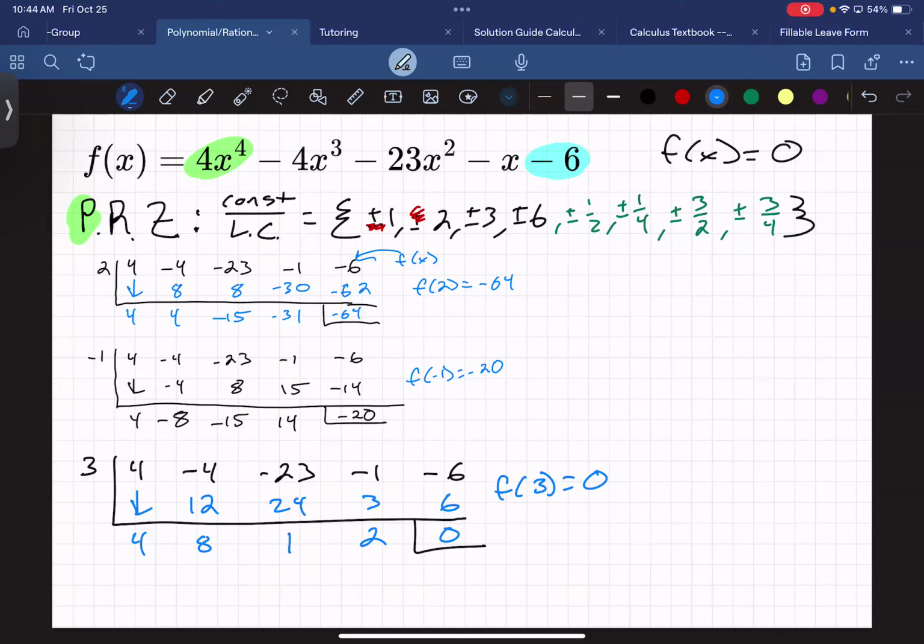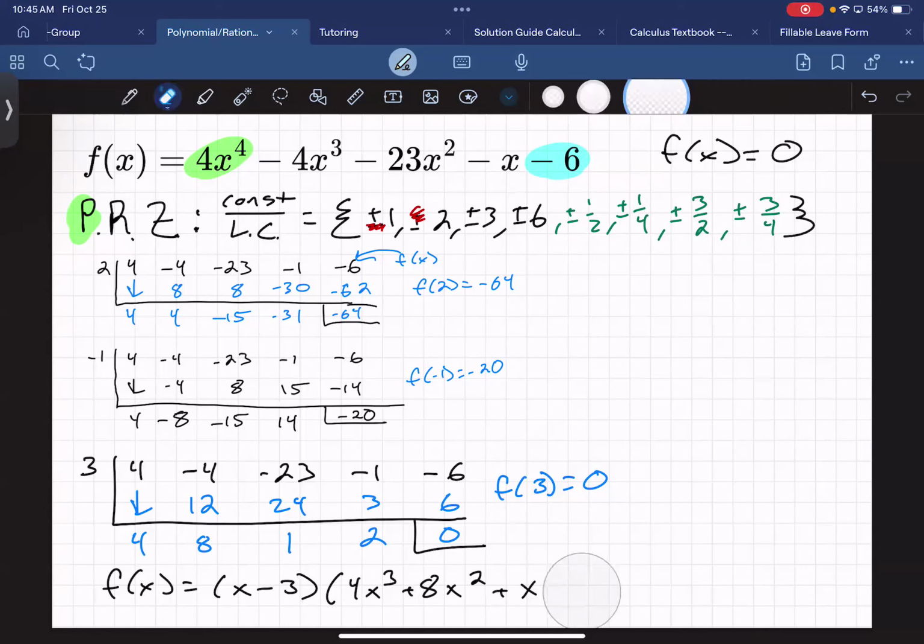4 of them, right? I didn't want just 1, I want 4 of them. Well, watch what happens here with this one. When I get to this, I need to write this as x minus 3 times the quotient, right? Make sure you see here the quotient though is going to be 4x cubed plus 8x squared plus x plus 2. All right.